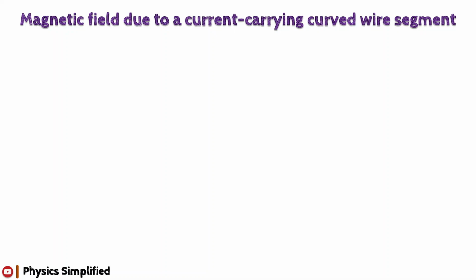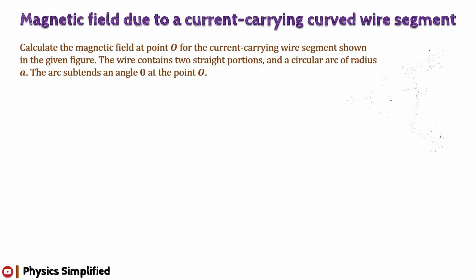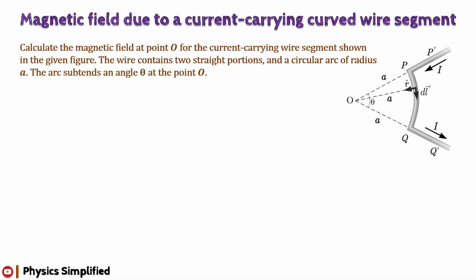Topic of discussion for today's video: magnetic field due to a current carrying curved wire segment. This is one of the numerous applications of Biot-Savart law. In this problem, we have a current carrying wire segment which is carrying a steady current. As shown in the figure, the wire segment contains two straight portions and a circular arc. The arc subtends an angle theta at the given point where we have to find the magnetic field due to the current carrying wire segment. The radius of the circular arc is also given.